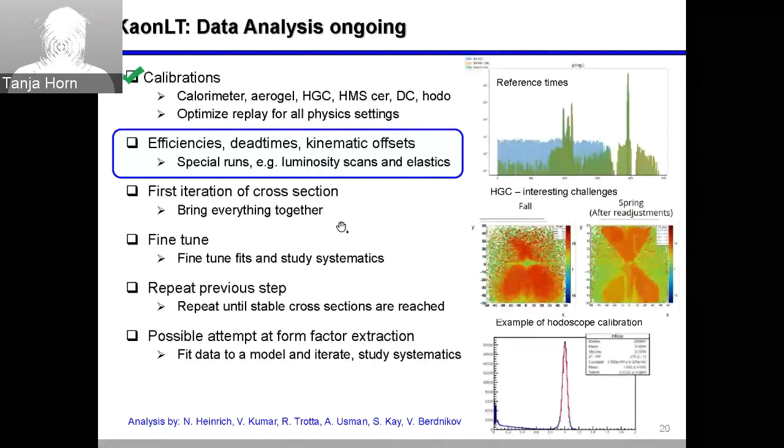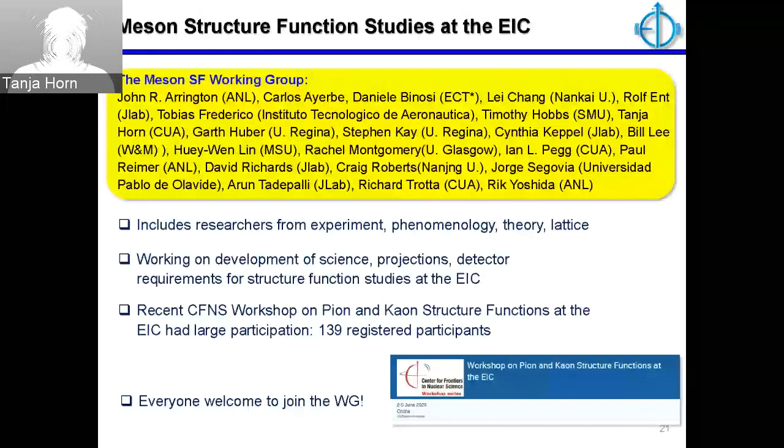And just to finish here, I wanted to say, as I promised, a few words about the future outlook of meson structure function and form factor studies at the Electron Ion Collider. So we have a meson structure function working group, and the members are listed here. These are researchers from basically all over the world, including people from Europe, Asia, South America. But basically from everywhere in the world. They have backgrounds from experiment, phenomenology, theory, lattice QCD, and so on.